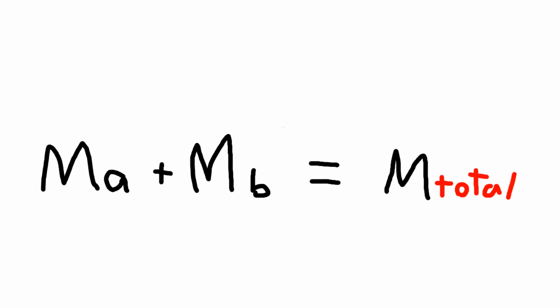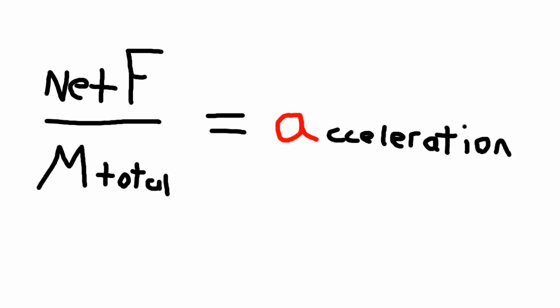Then you take A and B and add their mass. Then divide the net force by that real fast. So that's how you get acceleration of the first two body question.